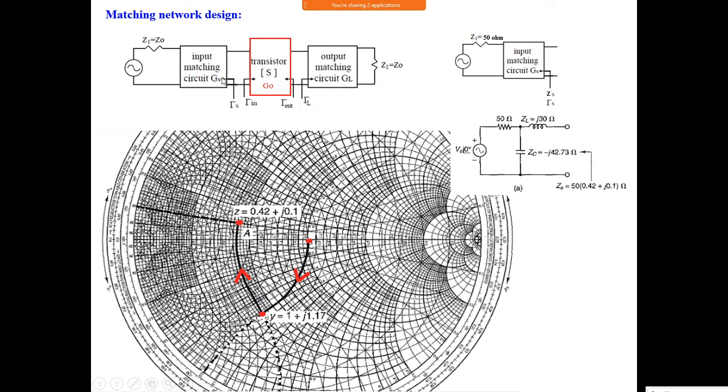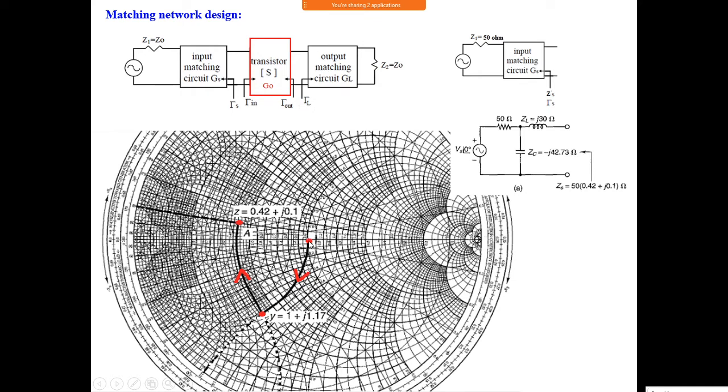If you do not have this, it is 50 ohm. But by adding this capacitor and this inductor, if you look in this direction, the impedance is 0.42 plus j0.1. Looking in this direction, the impedance has now changed to this value. Just the opposite way you have to move.